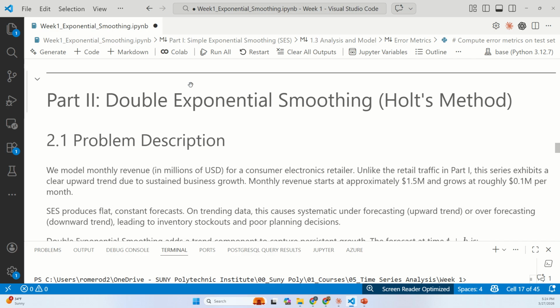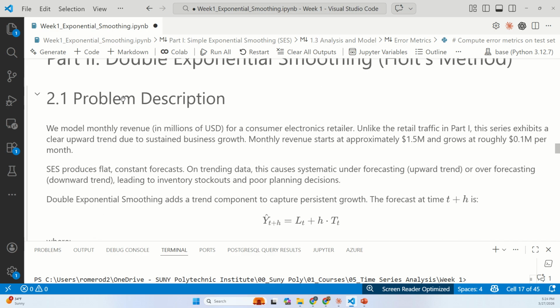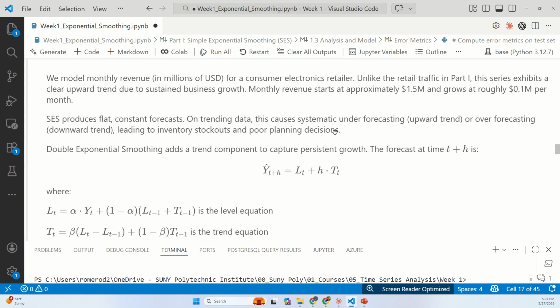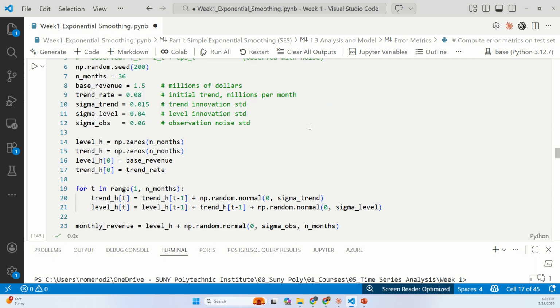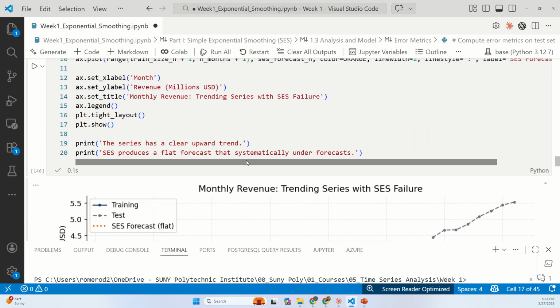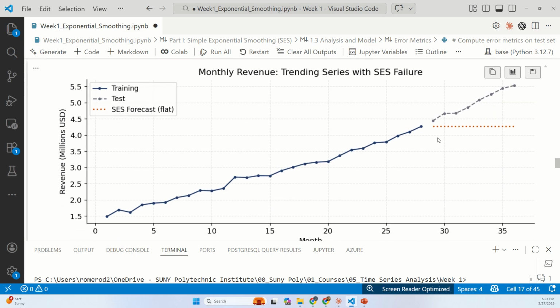Okay, so for the double exponential smoothing, or the Holt method, we have a different time series. So here, our variable is the monthly revenue. It's measured in millions of dollars for a consumer electronics retailer. So first step, let's visualize the time series. So this is how it looks.